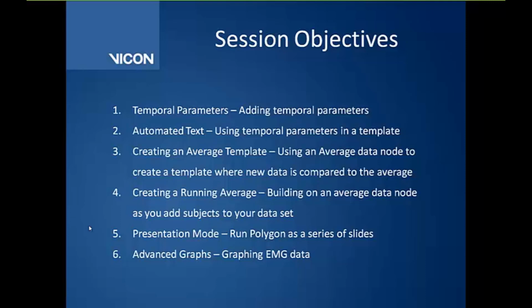We'll talk about creating average templates if you have, say, a normative database that you're working with, how to create those averages. We're also going to talk about creating a running average, how to build on those as you're starting to collect that data. And say if you want a control group versus your individual participants, how you create that running average. We're going to discuss how to build that in.